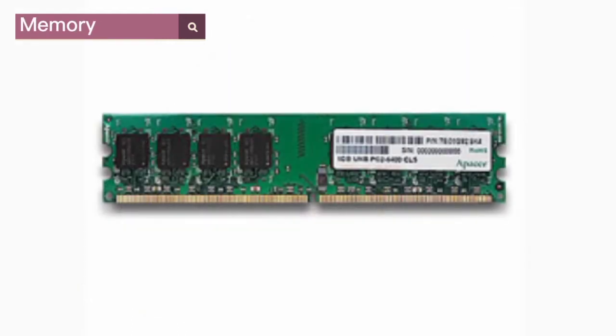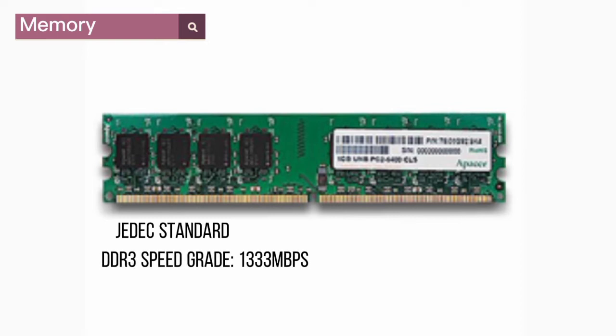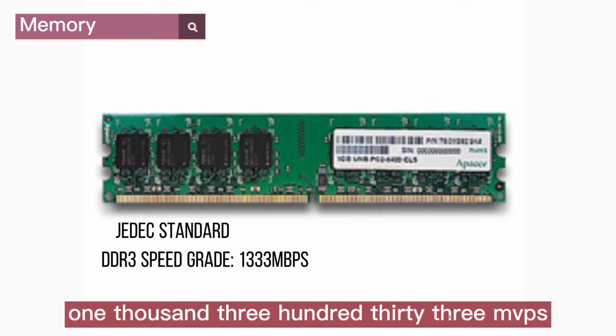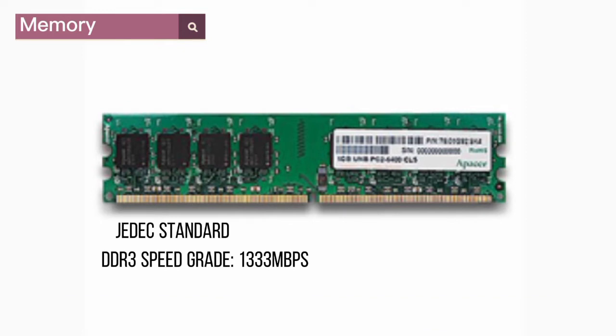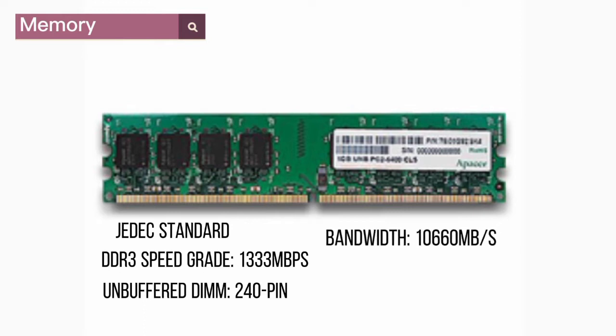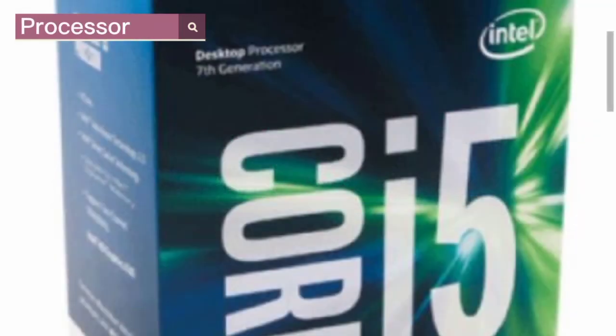Second was the memory. JEDEC standard with a DDR3 speed grade of 1,333 Mbps or megabits per second and unbuffered DIMM of 240 pin. Also, its bandwidth is 10,660 megabits per second.